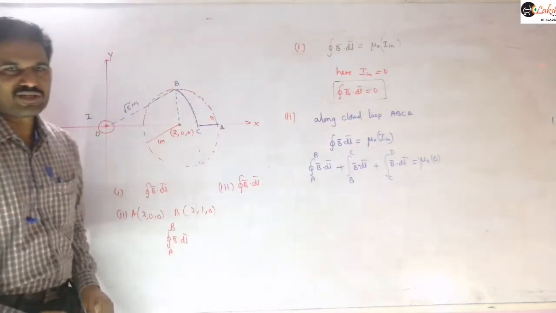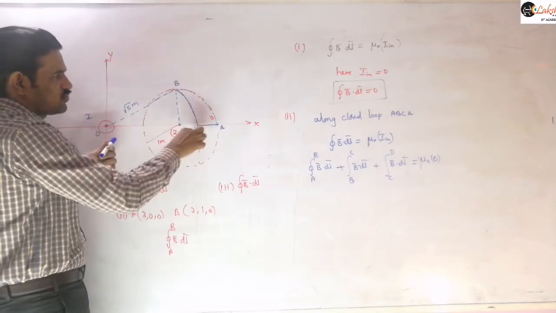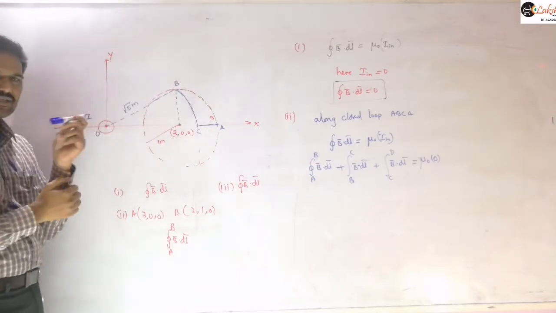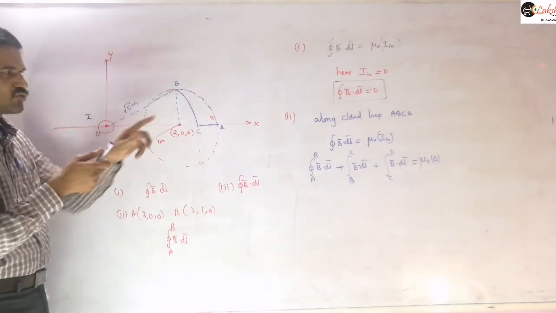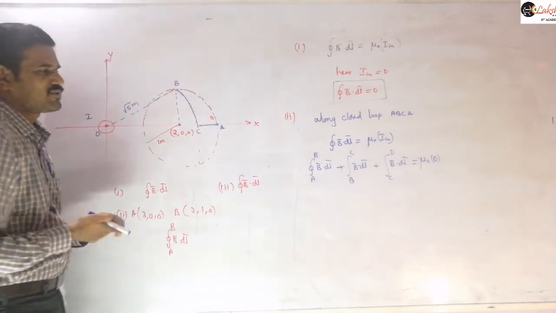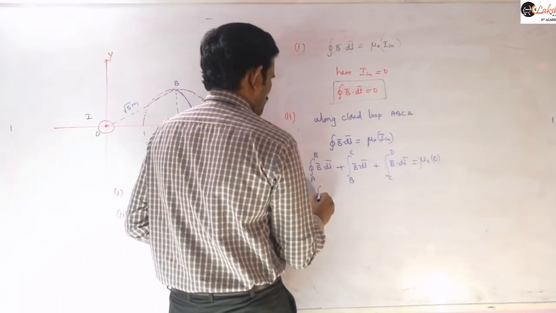Why are we putting 0 there? Because no current is enclosed by this loop. The current is not enclosed by this ABCA loop. The current carrying conductor is here only, so the only current is here. So no current is enclosed by this Amperian loop, and that value will be 0. Now we can further simplify this like this.